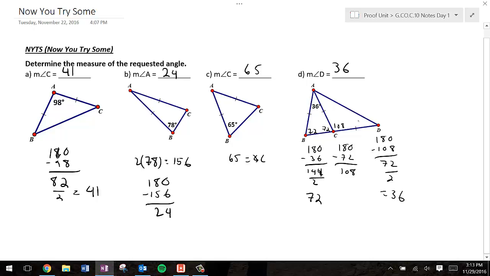Now that you have seen all of these notes on day one here, you're going to try pages 5 and 6 in tonight's homework, in your homework packet. See if you can get them, see what happens, and bring in any questions you may have in class tomorrow.